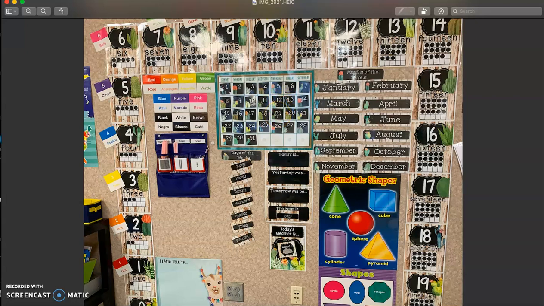Now, let's go back to Thursday. So if today is Thursday, what is after Thursday? So what do we say after Thursday? Thursday, Friday. Very good. So today is, what is today? Thursday, March 19th. And what is the year? 2020. Good job.